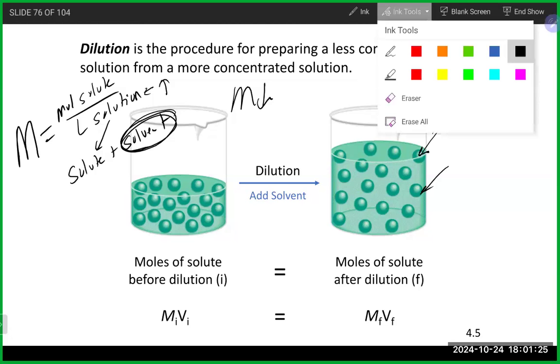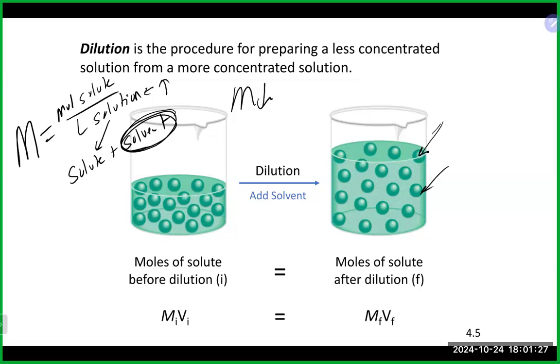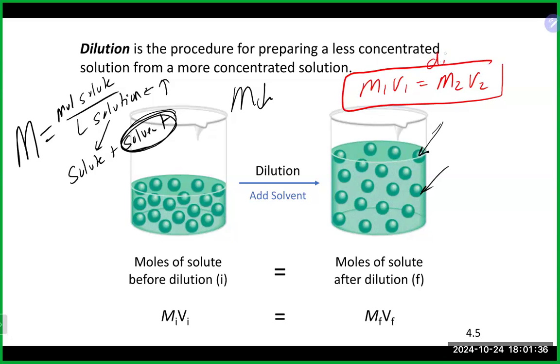And I would say most people roll with this equation, which is basically M1 V1 equals M2 V2. This is really the dilution equation. And the reason most people use this is the most common unit of concentration is molarity. So very commonly people use that.